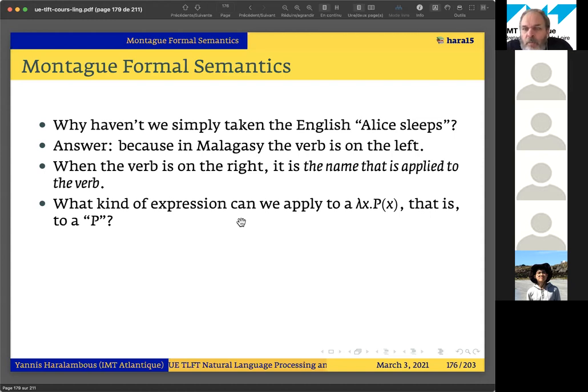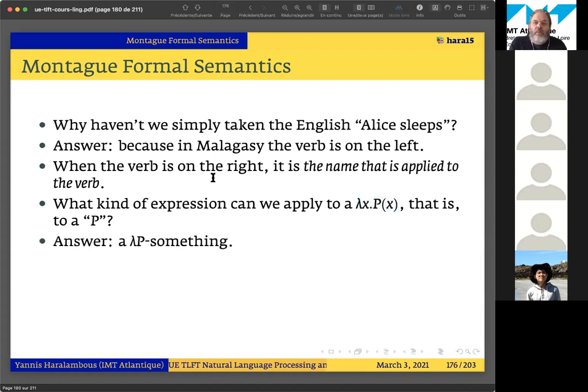So what can I do? Well, I need something that can be applied to a function. So I will say Alice will not be a constant, because I cannot apply a constant to anything. A constant is just a constant. Alice has to be something else, something that I can apply to sleeps. And sleeps is lambda x sleeps x. So sleeps is a predicate.